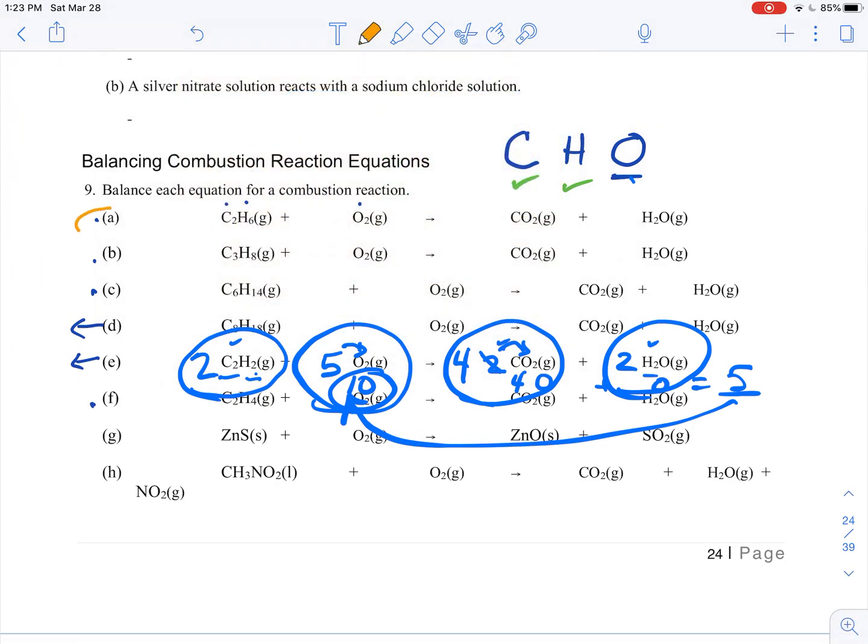Your assignment for this section will be A, B, C, and F. And you guys can give those a try.